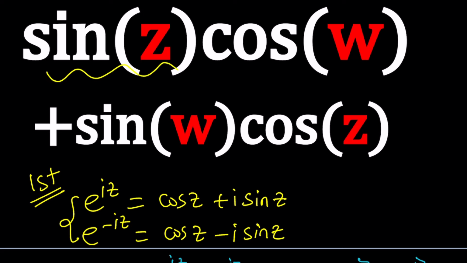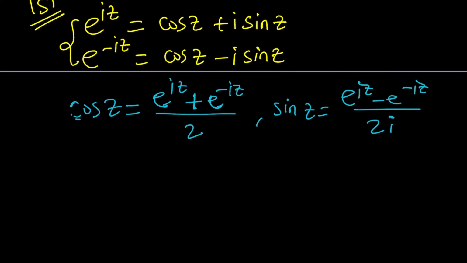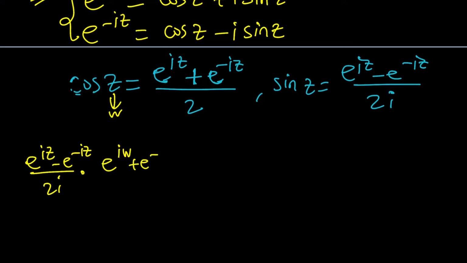First of all, we're going to replace sine z with that. Sine z is going to be e to the iz minus e to the negative iz, and we can move these to the left a little bit to make some room. So e to the iz minus e to the negative iz divided by 2i. That's sine of z multiplied by cosine of w. Obviously, you can replace z with w. You're going to get e to the power iw plus e to the negative iw divided by 2. That's sine z times cosine w.